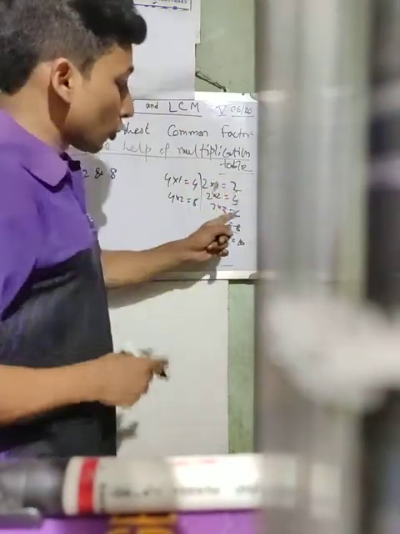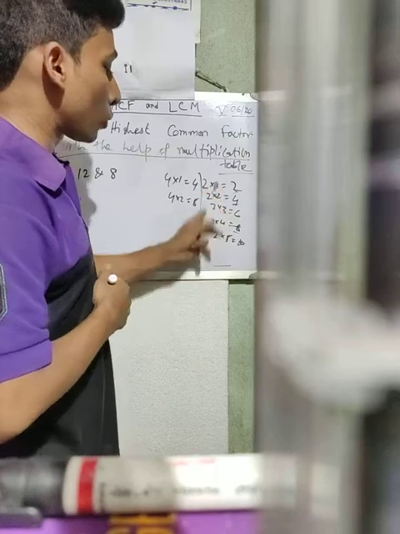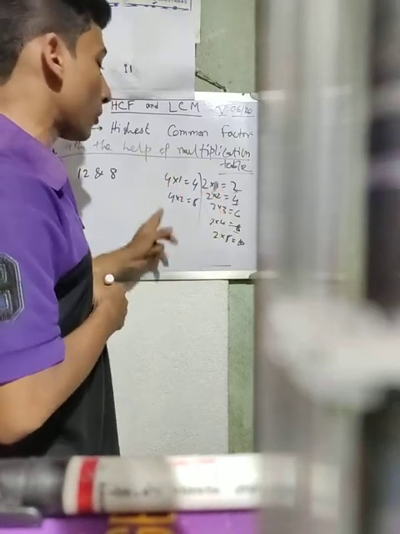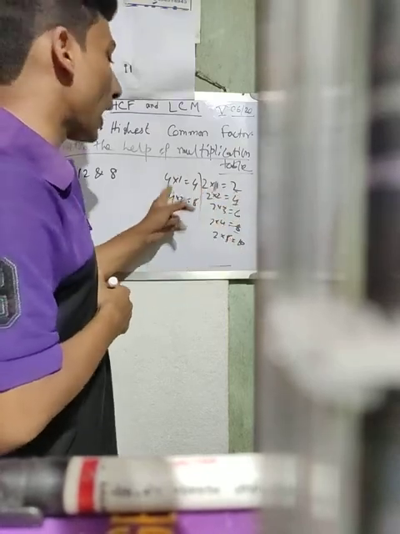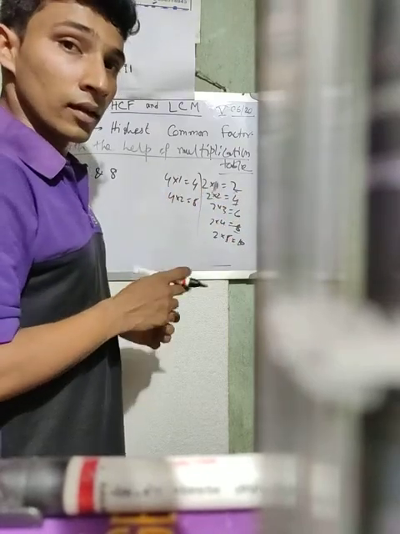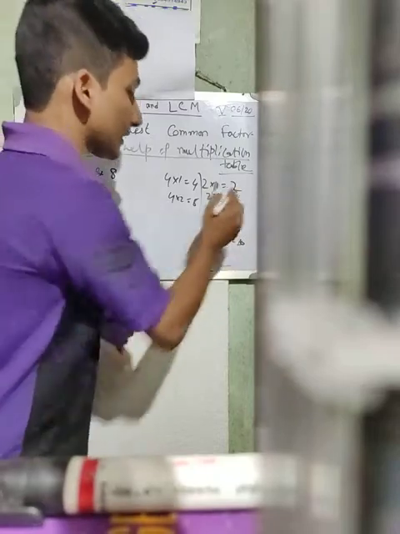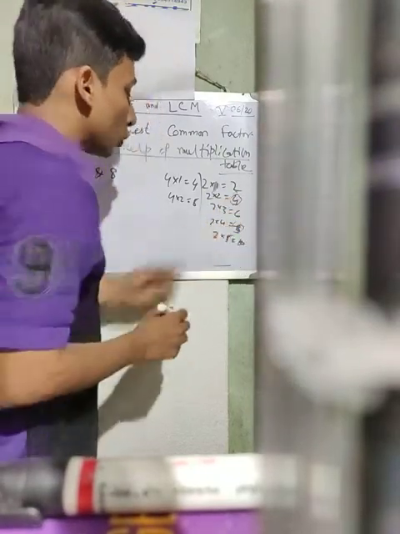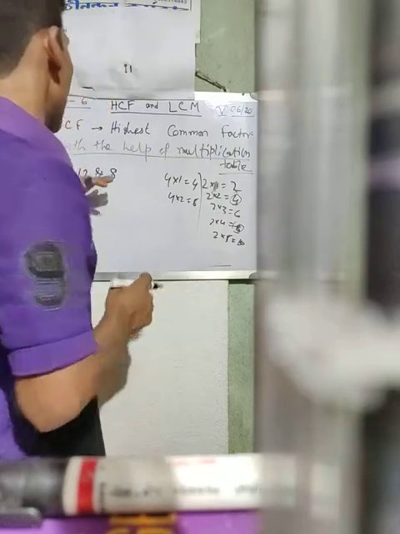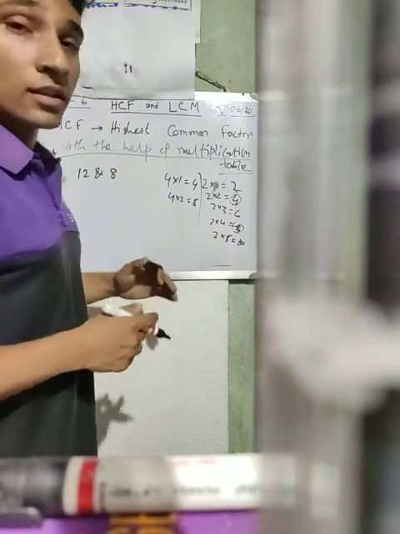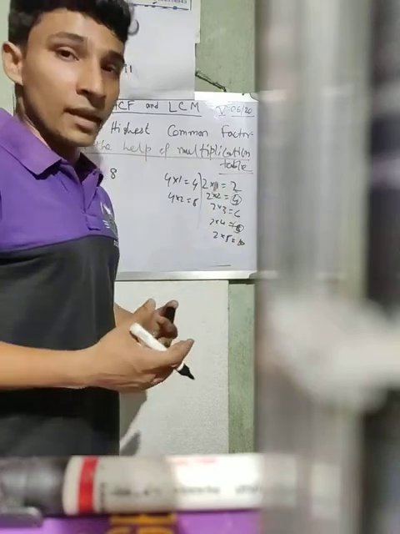4 and 8 belong to the multiplication table of 2, and 4 and 8 also belong to the multiplication table of 4. That means 4 and 8 are the factors of 2 and 4. Clear? What are the factors? These are the multiplication. So these are the factors. So that means we have to find which multiplication table the numbers belong to.